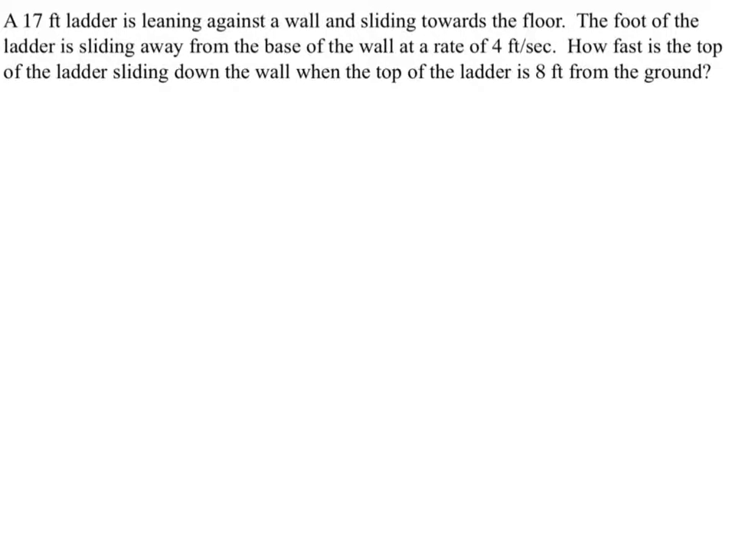So the next one is we're getting away from cones a little bit. So we have a 17-foot ladder leaning against a wall. It is sliding towards the floor. So the foot of the ladder is sliding away, and so basically the ladder is falling. So how fast is the top of the ladder sliding down the wall when the ladder is 8 feet from the ground? So let's go ahead and draw a quick picture of this. I've got my building, I've got my 17-foot ladder leaned up against it, and it's sliding away.